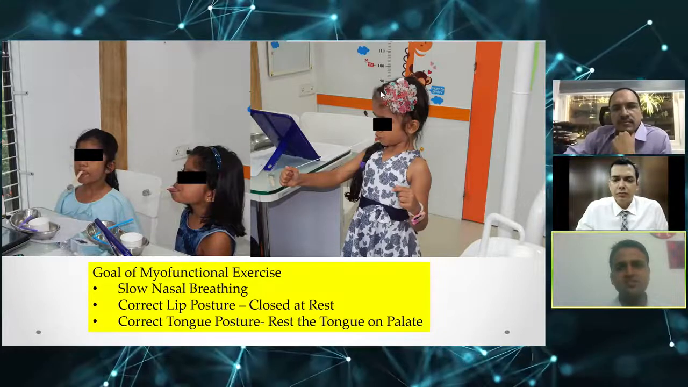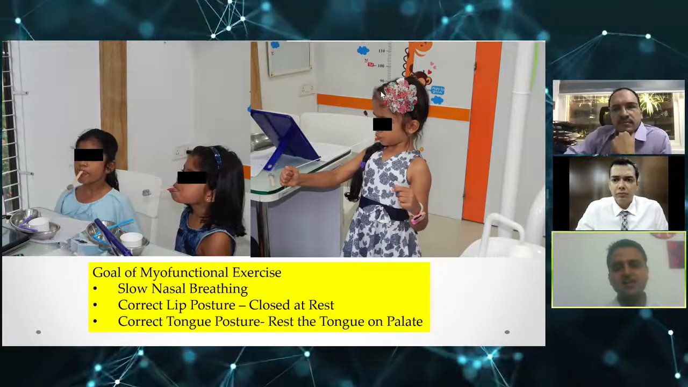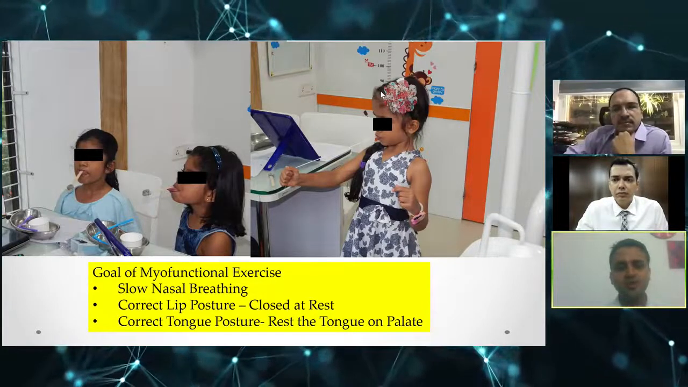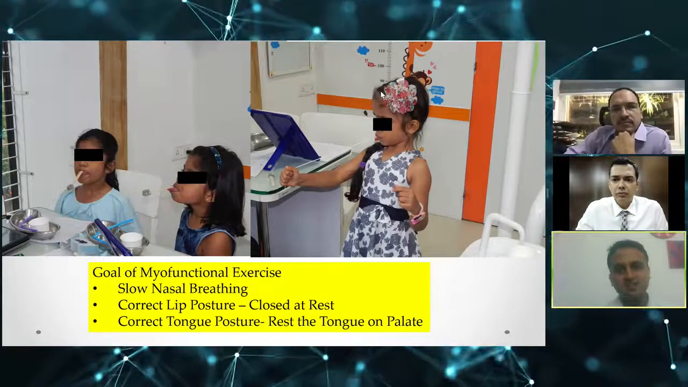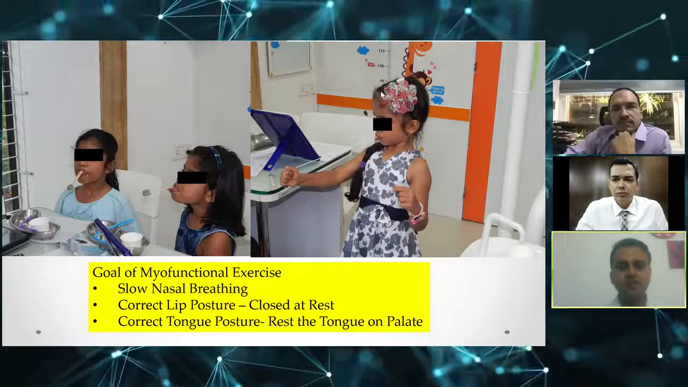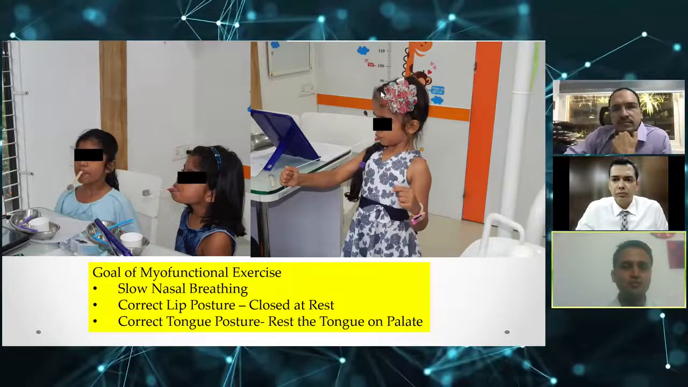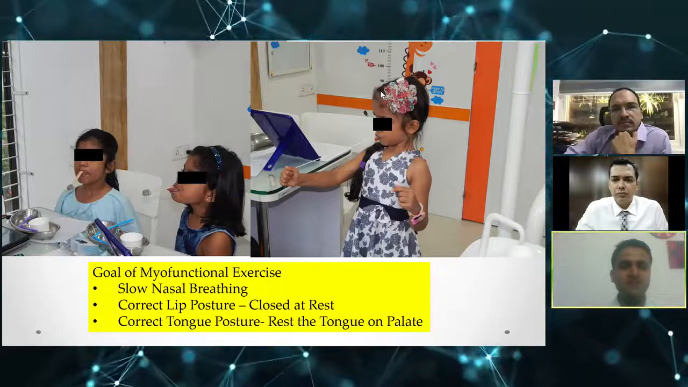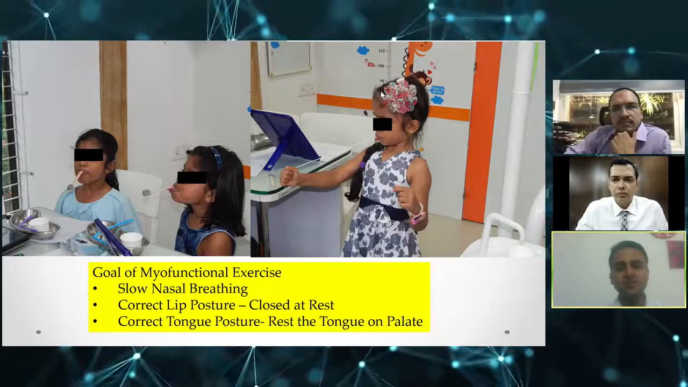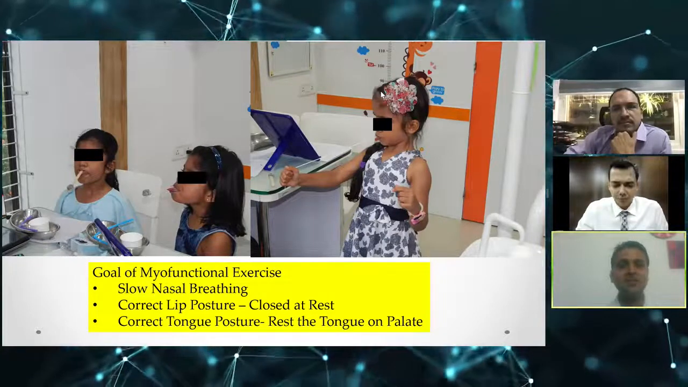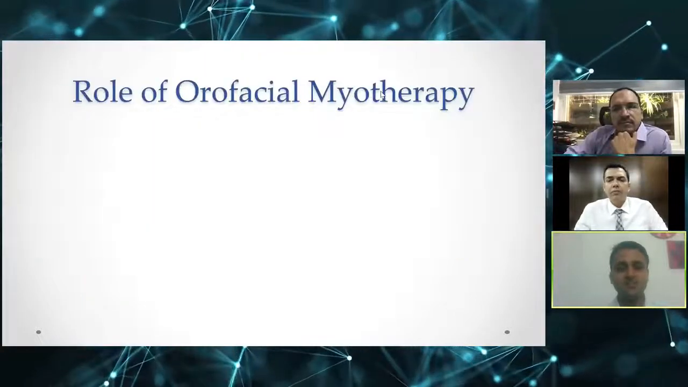So the success of getting correction with the help of these exercises depends on the compliance. That has to be done in a very child-friendly way. If it's done in a child-friendly way, we get good compliance and a very good success rate. Even the articles by Camacho from Stanford University, the latest systematic review on myofunctional therapy, has shown that with the help of MFT, the AHI is reduced by 50% in adults and around 60% in children.